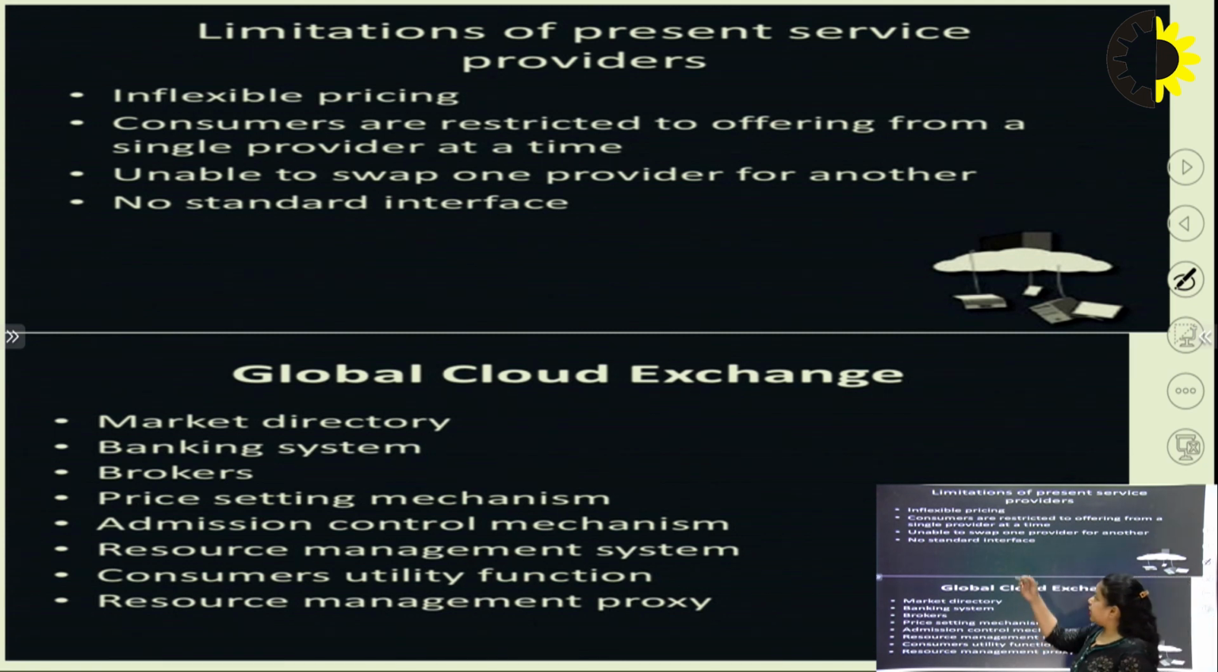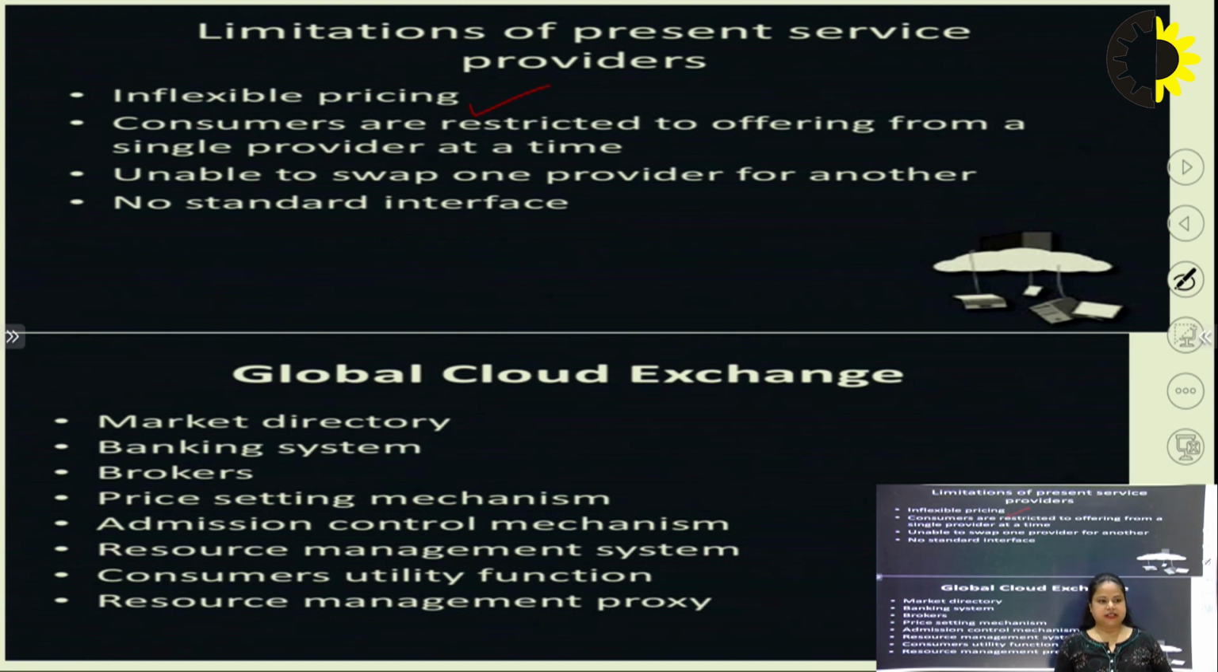First of all, they have to be inflexible in pricing. Why do they have to be inflexible in pricing? Because there is a lot of competition in the marketplace, right? In that competition, what happens? Everybody is demanding lower prices, right?